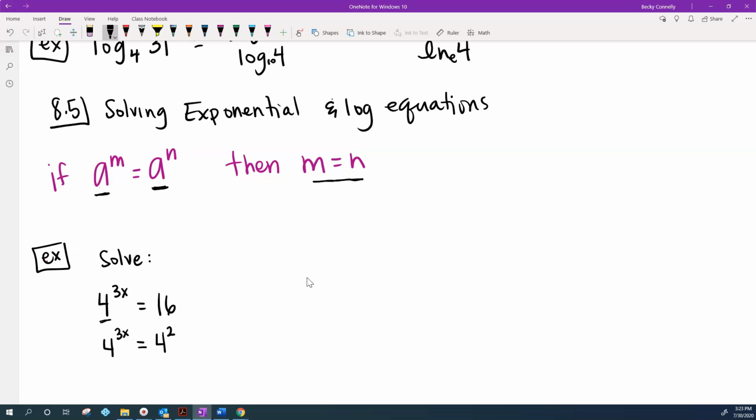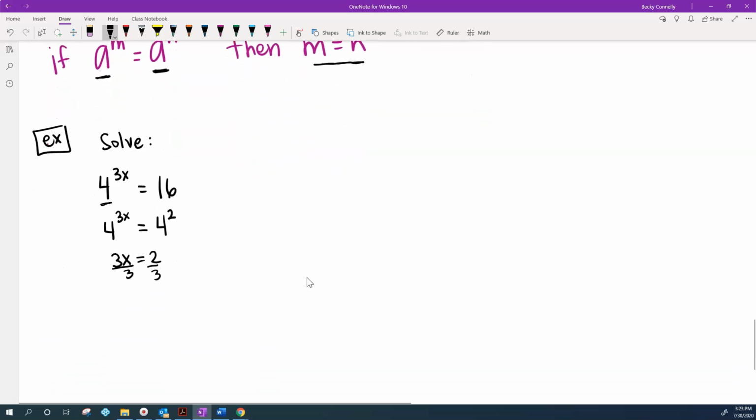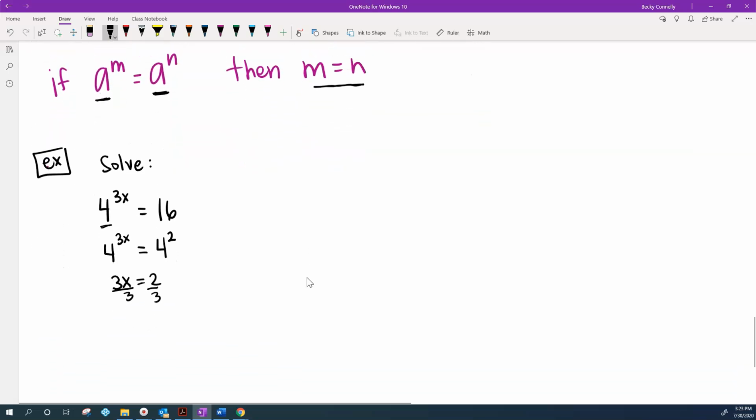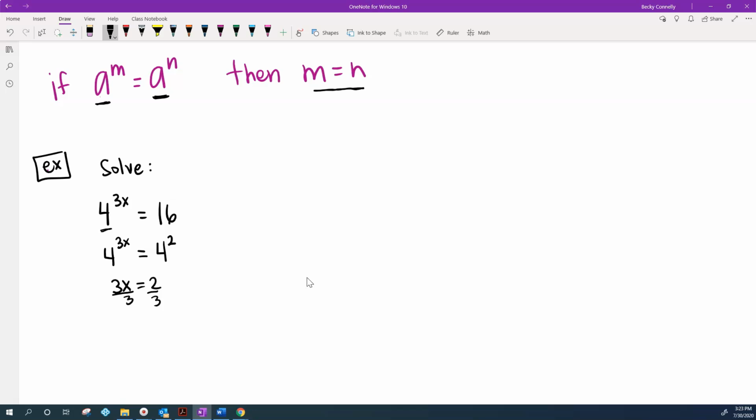Okay, now that my bases are the same, I'm just going to set the exponents equal to each other. So it's just like I get rid of those 4's. I don't need to do anything with it. So I get 3x equals 2. And then I'll divide by 3. So x equals 2/3. And that would be my answer.